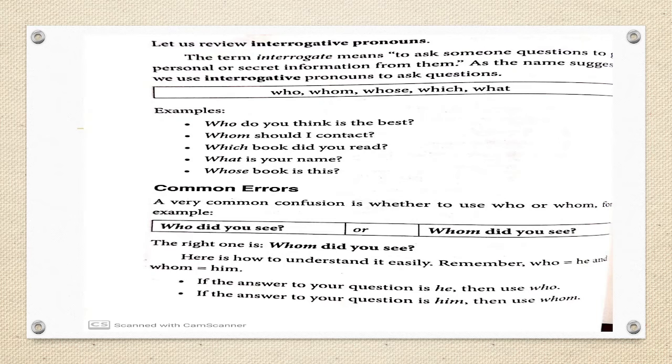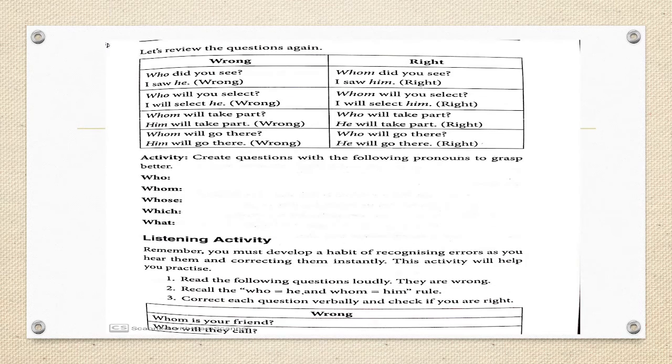So let's talk about the common errors. A very common confusion is whether to use who or whom. For example, who did you see or whom did you see? The right one is whom did you see. Here is how to understand it easily. Remember, who is equal to he and she, and whom is equal to him. So who is like a subjective pronoun and whom is an objective pronoun. So if the answer to your question is he, then use who. If the answer to your question is him, then use whom.